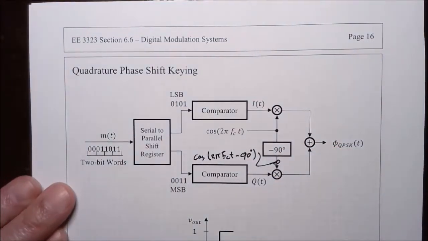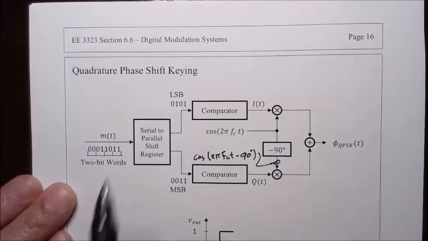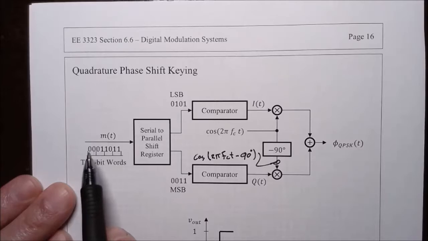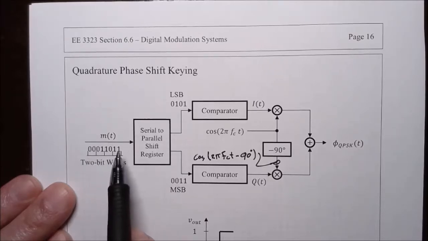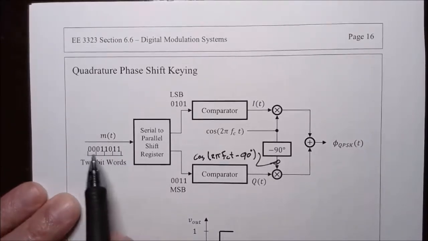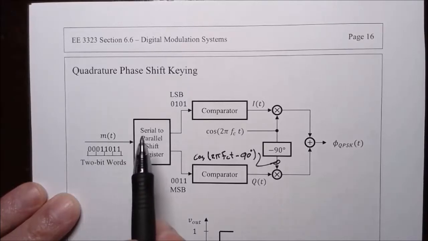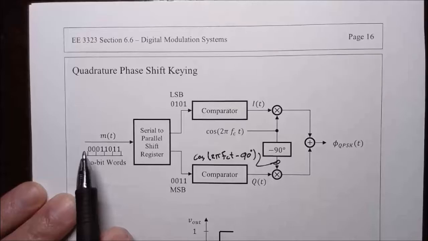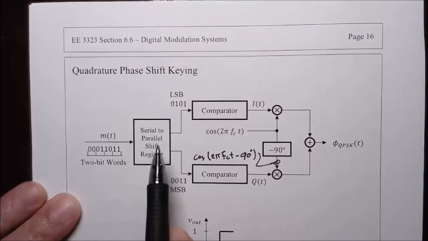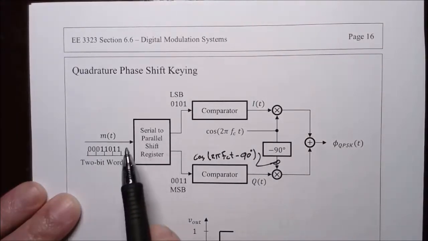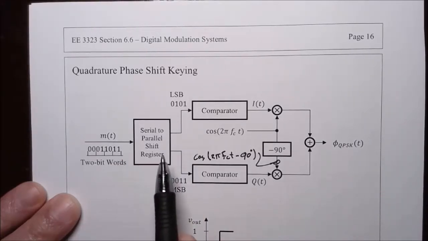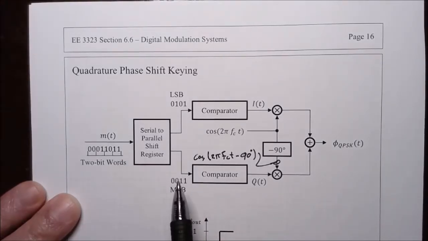into a second mixer. So we start with a random binary stream 00011011, and now we want to break this into 2-bit words with a serial in parallel out shift register. So we're going to clock in the bits into the shift register, take the least significant bit to the upper path, take the more significant bit to the lower path.